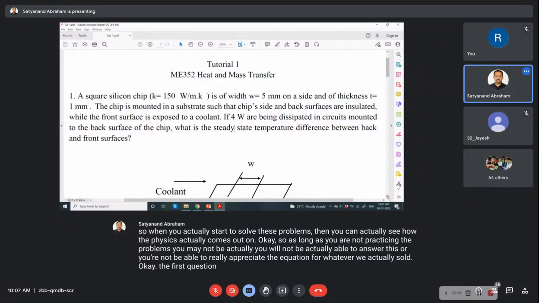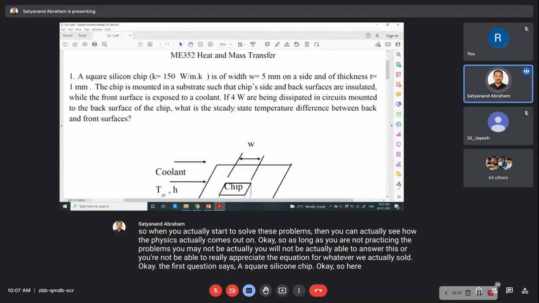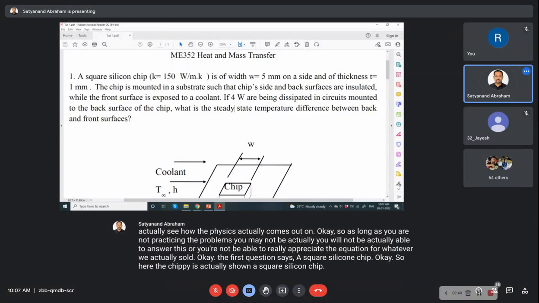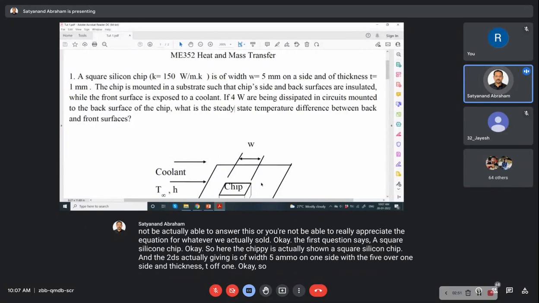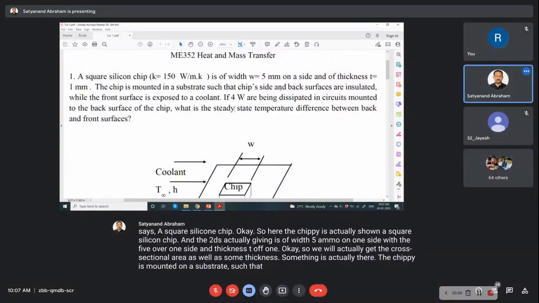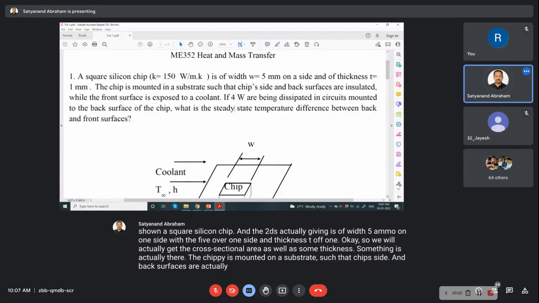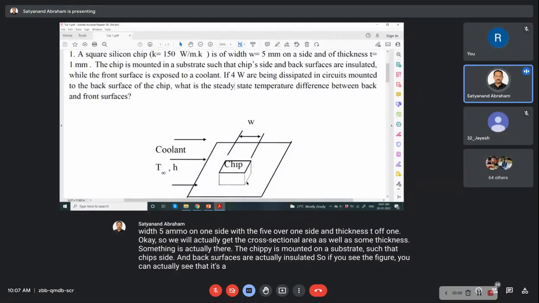The first question says a square silicon chip. Here the chip is shown, a square silicon chip of width 5 mm on one side, and thickness t of 1 mm. So we get the cross-sectional area as well as the thickness. The chip is mounted on a substrate such that the chip's side and back surfaces are insulated. If you see the figure, one side is fixed on the substrate.